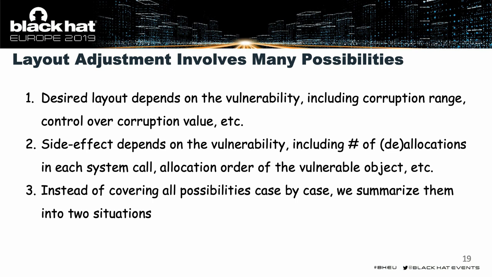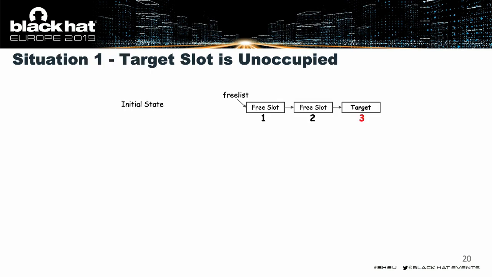Therefore, instead of covering all possibilities case by case, we summarize them into two situations based on the position relations between the object and the target slot. The first situation is the target slot is unoccupied. Assuming that the target is the third slot in the free list, let's see why it is not occupied during exploitation.